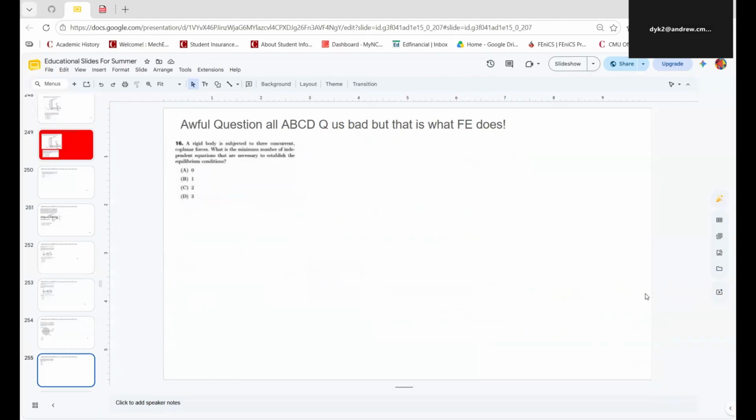Rigid body subject to 3 concurrent coplanar forces. What's the minimum number of independent equations that are necessary to establish the equilibrium condition? So it is coplanar, right? Coplanar, which means same position. I think it's, no wait, minimum is said, right? So minimum is coplanar, which has 3 concurrent coplanar forces.